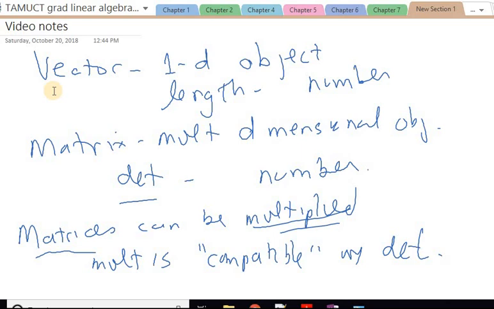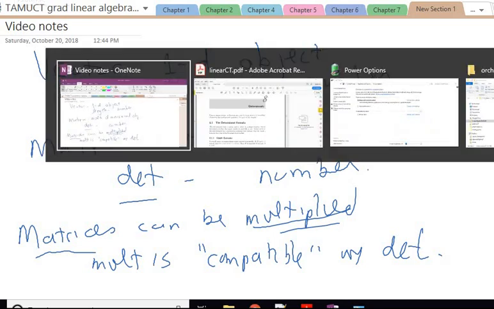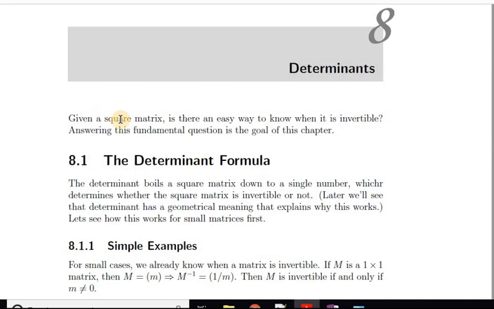Another thing that's important about matrices that's not true about vectors is matrices can be multiplied. And in some sense, multiplication is compatible with determinant. And we'll see how that works out in the rest of this discussion. Okay, so let's go back and take a look at the chapter.